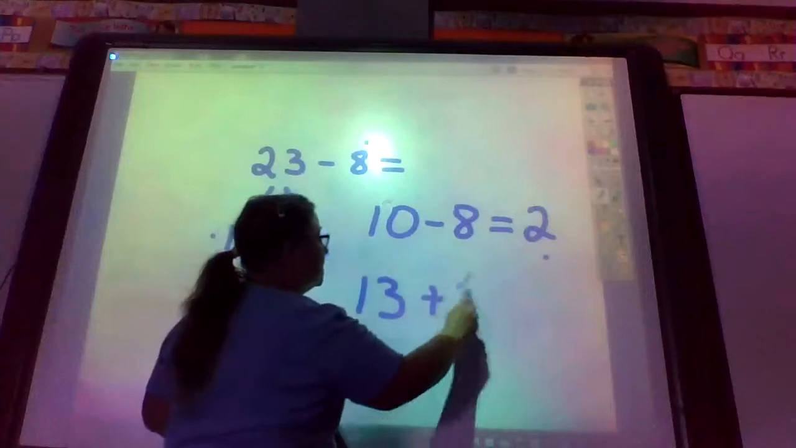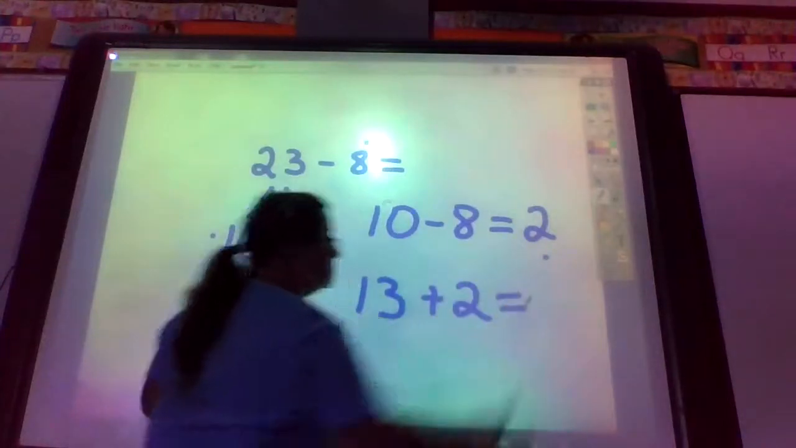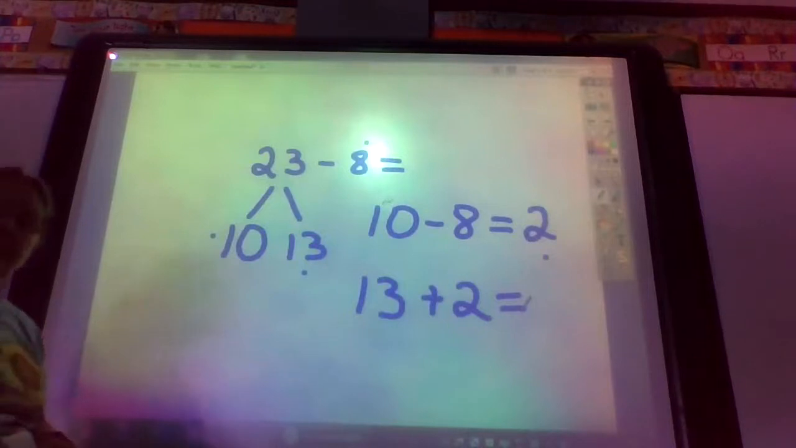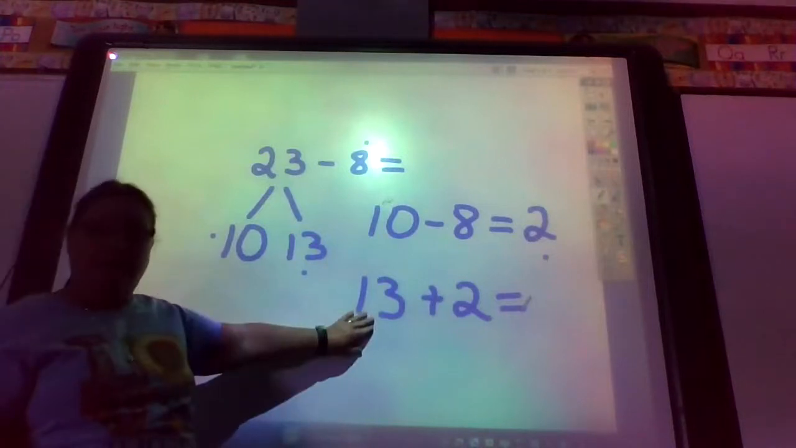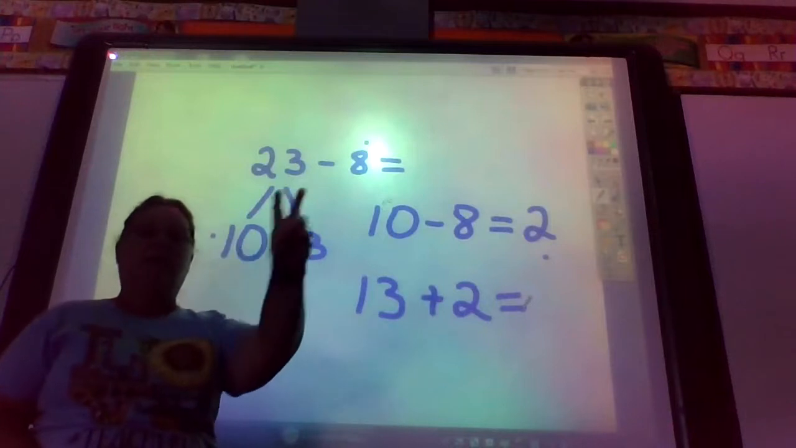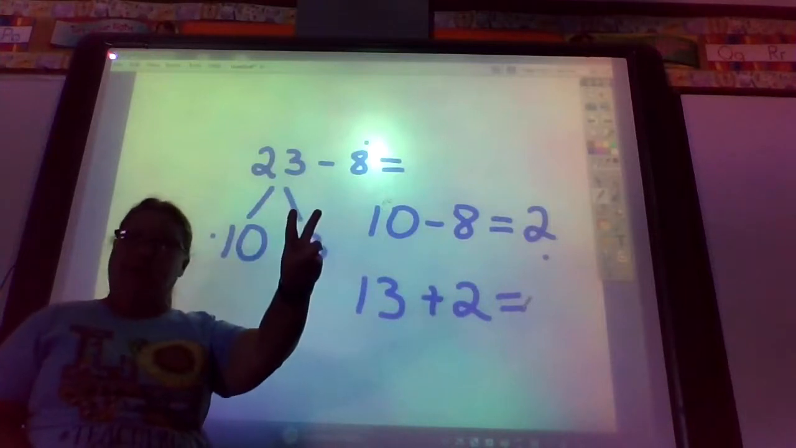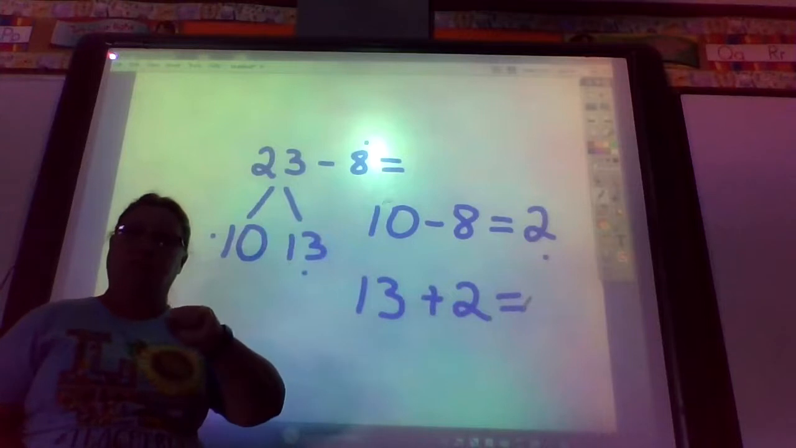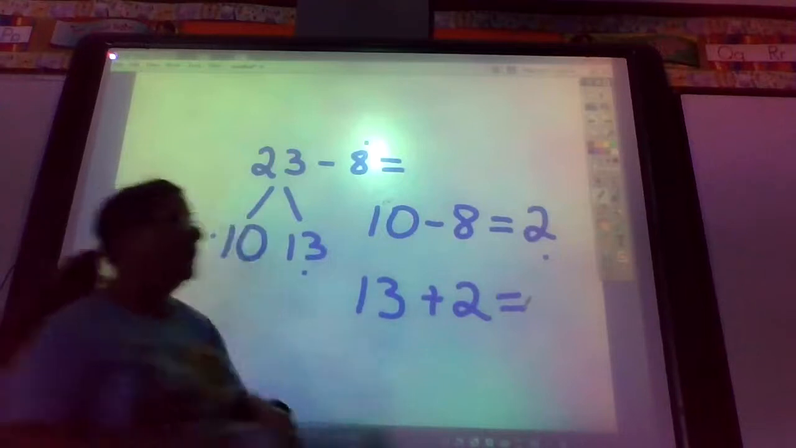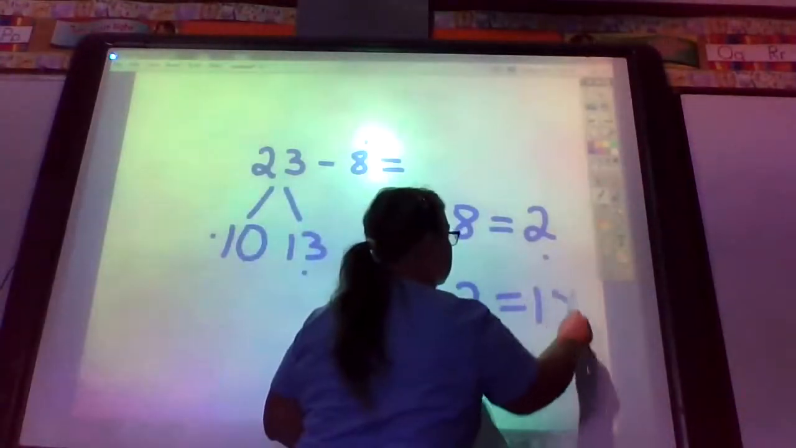13 plus 2. A little bit harder to add together. Well, I'm going to start with my 13, and I'm going to count on. I have 13, 14, 15. So if I add 2 to 13, I start with that 13. I say 13, 14, 15. I get the answer of 15.